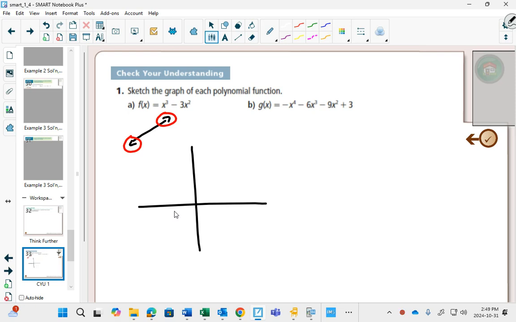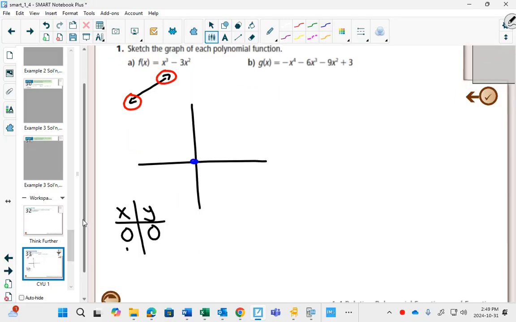In order to graph the rest, right now, the only strategy we have is to find some points. Like I could plug in 0 and get 0. So I know I have this point. I could plug in 1 and get negative 2. And the more points I plug in, the more accurate my graph would get. So I have 3 points so far.